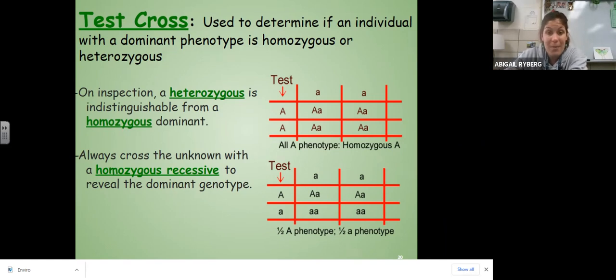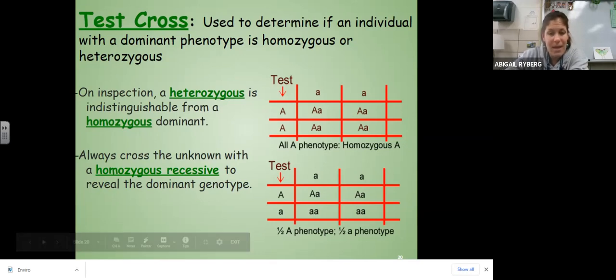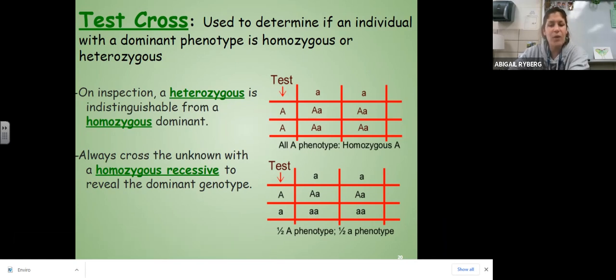If I had 100 babies, no matter how many babies I'd have, they'd all have brown eyes, because they'd all be big A, little a. If, however, scroll down here, I'm actually heterozygous, and instead of big A, big A, I'm big A, little a, I get crossed with a homozygous recessive, and we cross it with a little a, little a only because that's the only genotype we're actually certain of.